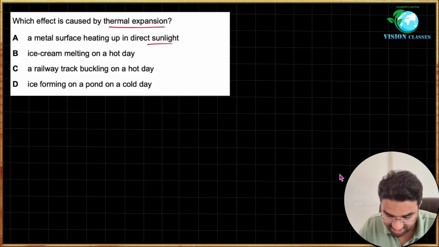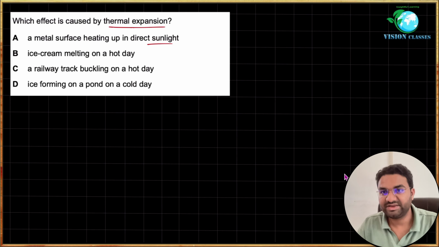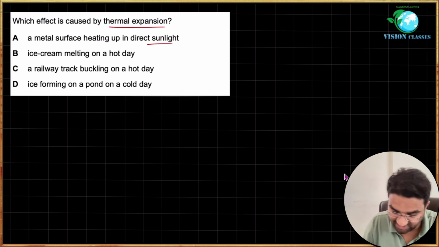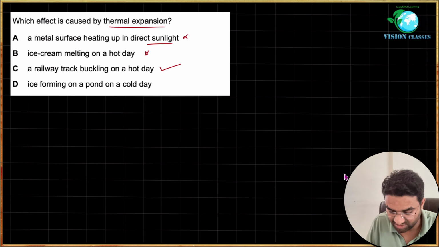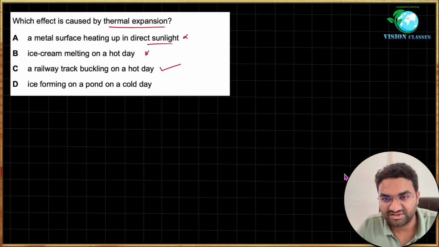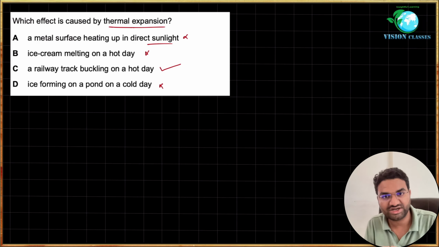Then C, railway track buckling on a hot day. A railway track is made of metal, so it expands when heated by the sun on a hot day. This is more specific, and this expansion can cause significant stress, so buckling can take place. So this is the right option. And ice formation on a pond on a cold day is actually not an expansion; we can even say it is contraction. So this is also not the option. The correct option is C.